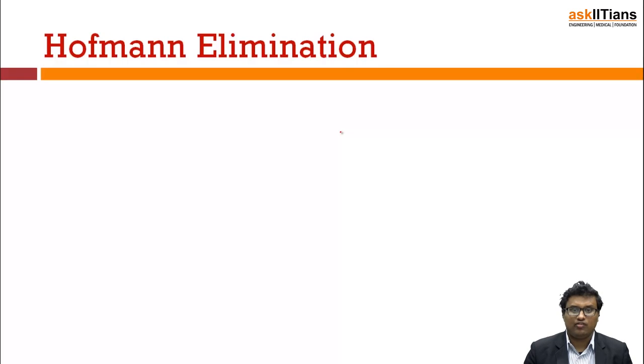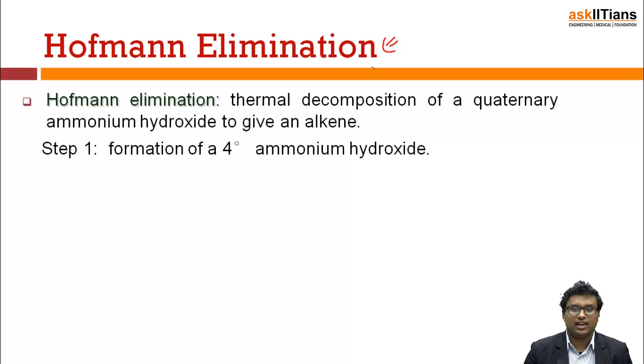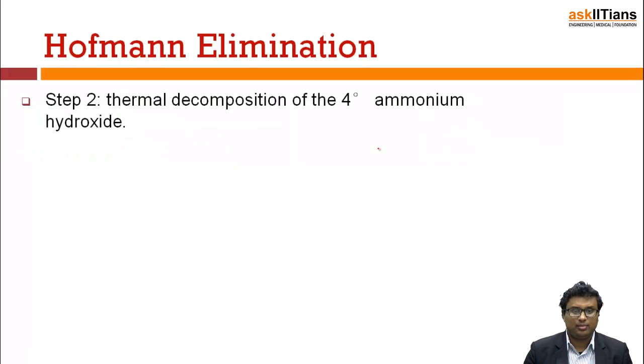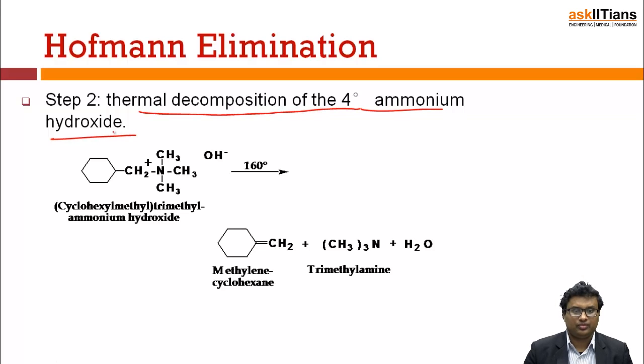So next, Hofmann elimination. Hofmann elimination is nothing but the thermal decomposition of quaternary ammonium hydroxide to give an alkene. Step 1 is the formation of the quaternary ammonium hydroxide. Step 2 is the thermal decomposition of the quaternary ammonium hydroxide. For example, you have cyclohexylmethyl trimethyl ammonium hydroxide in the presence of OH minus at 160 degrees, you will get methylenecyclohexane, and not only that, trimethylamine and H2O.